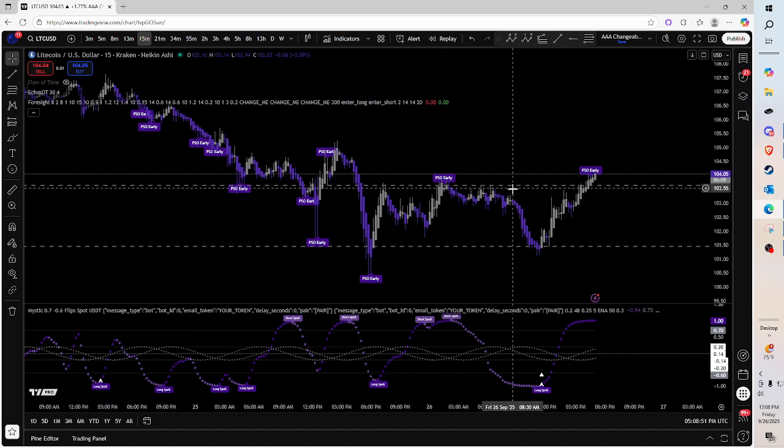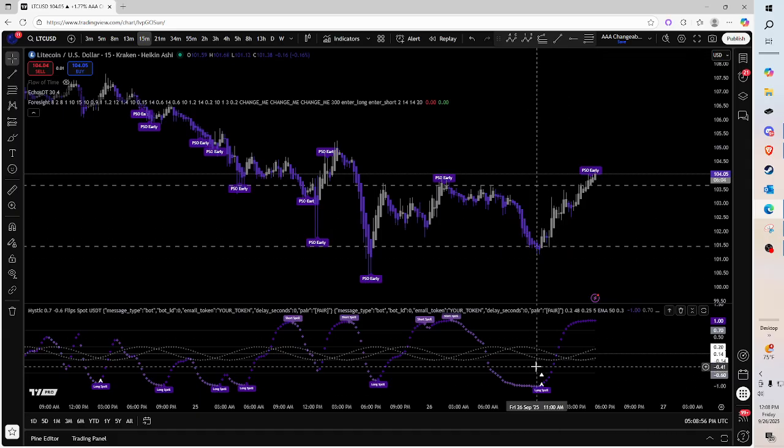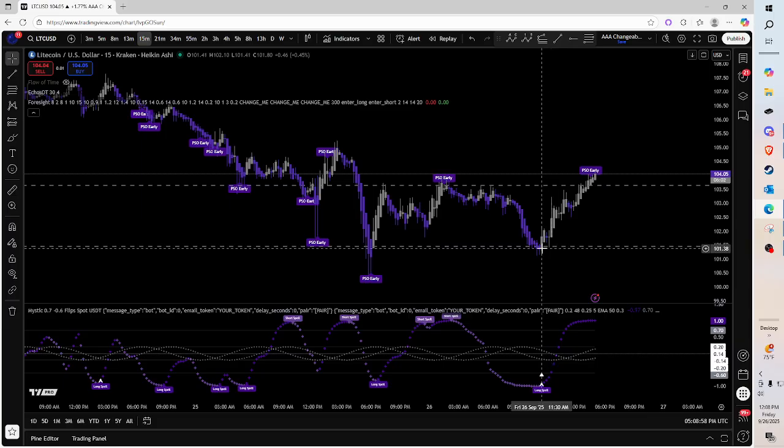But you can see here how you get this entry and it comes down and it gets support. Oh, we got a double triangle. So you got a double triangle and you have support. I mean, how much more confidence does one need than that?